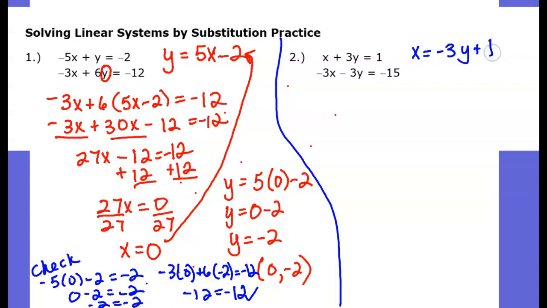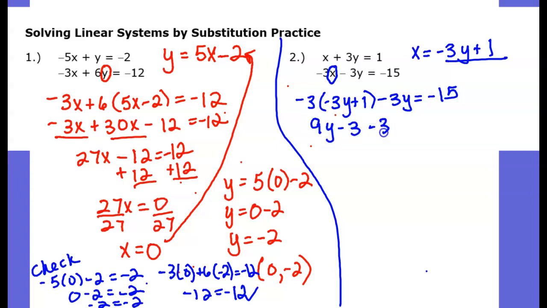We just brought the 3y to the other side. All right, because we solved for x, I'm going to circle my x here. And now I'm going to substitute in negative 3y plus 1. So negative 3 times (negative 3y plus 1) minus 3y is equal to negative 15. All right, when I distribute, I get 9y minus 3 minus the 3y is equal to negative 15.